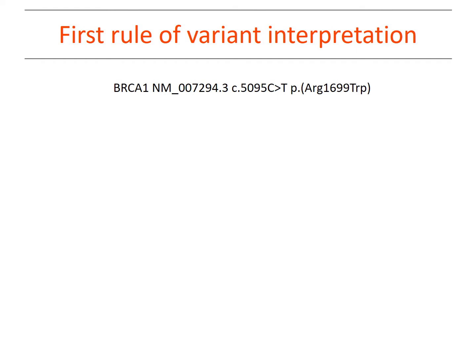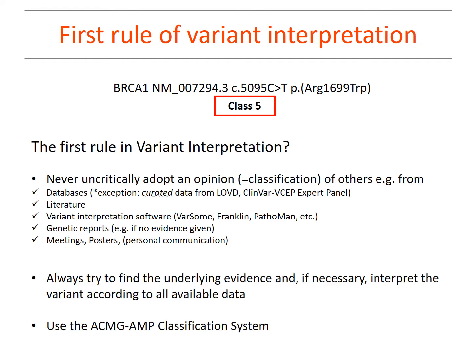An example is, you find this variant in the gene and you might suspect that this is a pathogenic variant, ACMG class 4, because you got this information, let's say, from databases, the literature, variant interpretation software tools like Russell and Franklin, or from other genetic boards or meetings. So my first rule and the most important rule in variant interpretation is that you never uncritically adopt an opinion or a classification from any other source. You always try to find the underlying evidence and, if necessary, interpret the variant according to all available data.